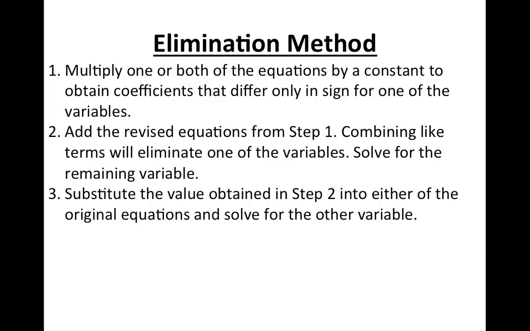The next method is elimination. This one's a little more complicated, but I like it better. For step 1, you multiply one or both of the equations by a constant to obtain coefficients that differ only in sign for one of the variables. Step 2, add the revised equations from step 1, combining like terms, which will eliminate one of the variables, and solve for the remaining variable. Step 3, substitute the value obtained in step 2 into either of the original equations and solve for the other variable.